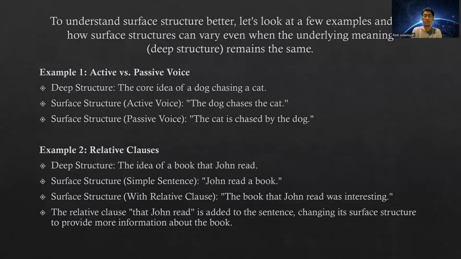Example 2. Relative clauses. Deep structure, the idea of a book that John read. Surface structure, simple sentence. John read the book. Surface structure with relative clause. The book that John read was interesting. The relative clause that John read is added to the sentence, which changes its surface structure to provide more information about the book.